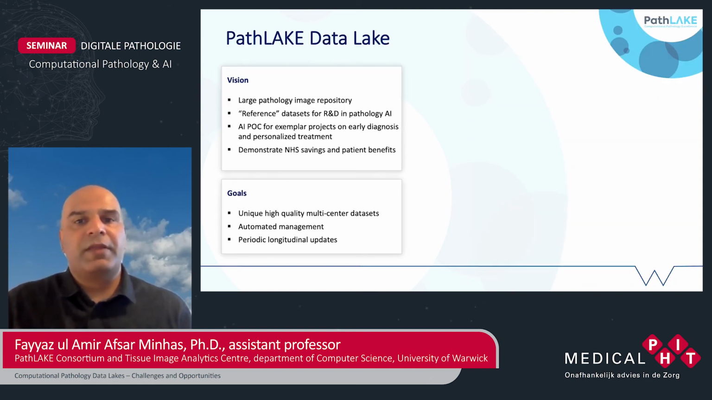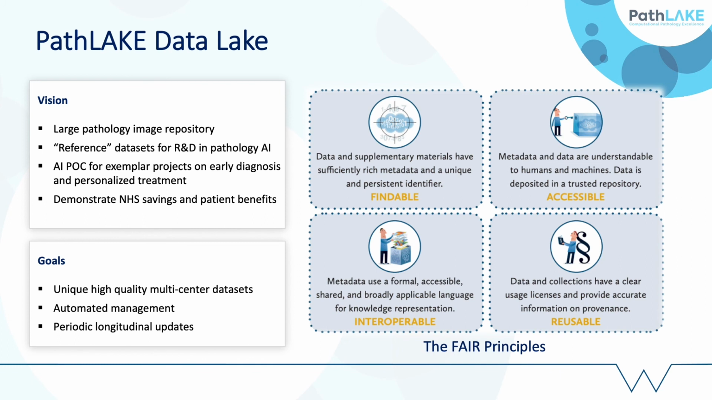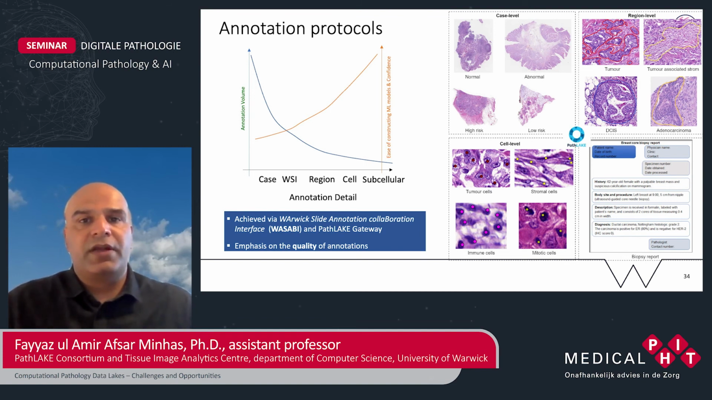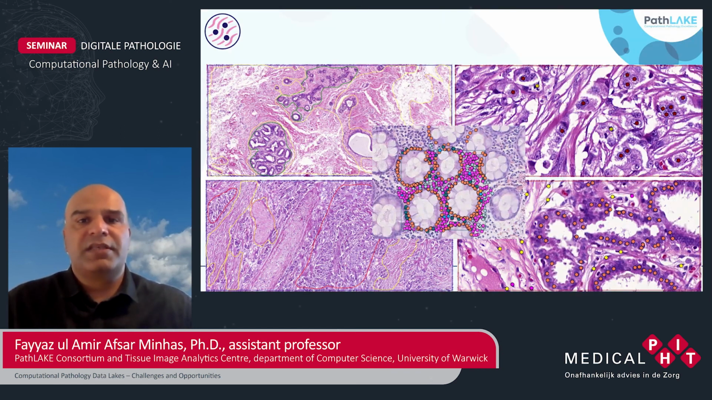So we are going to develop this really large repository, which is FAIR, so that information within it is findable, accessible, interpretable, and reusable. We have gathered a very large data set of annotations at multiple levels, at the case level, at the whole slide level, at regional levels, as well as cellular level from our pathologist friends. This is an example of some of those annotations. As you can see, we have these very detailed region level annotations as well as annotations at the cell level.